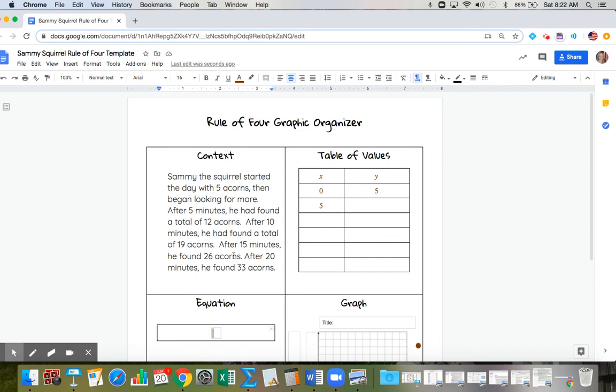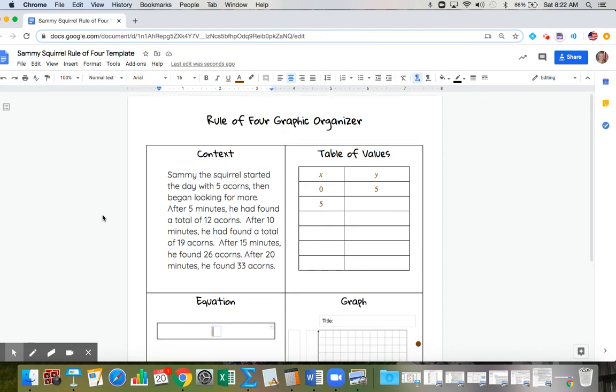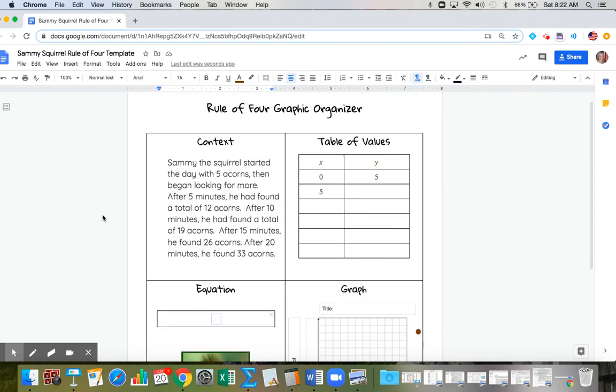In this video, we're going to talk about a special type of graphic organizer that's really useful with functions. And this graphic organizer is called the rule of 4. It turns out that with functions, you can represent them contextually, that is, with some verbal description. You can use a table of values. You can also construct a graph and write an equation. And it doesn't matter where you start in the rule of 4.